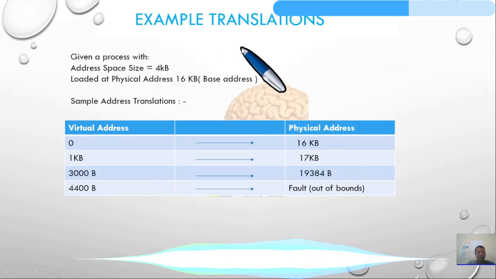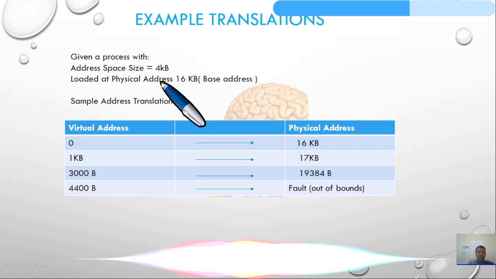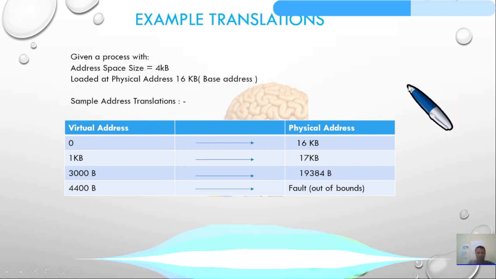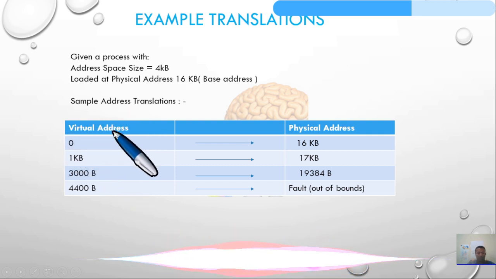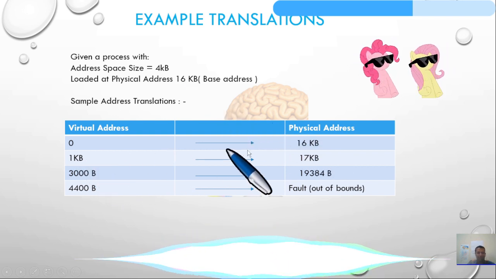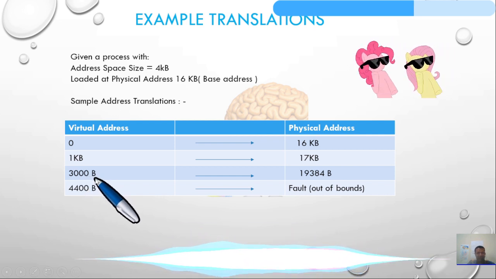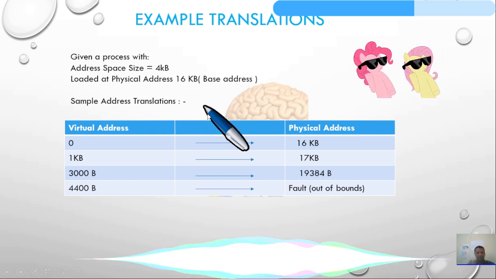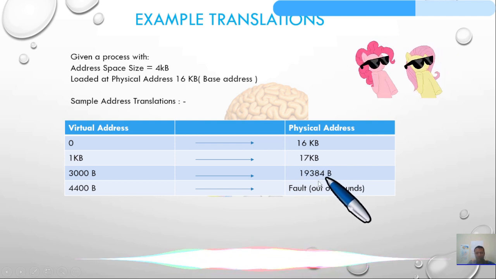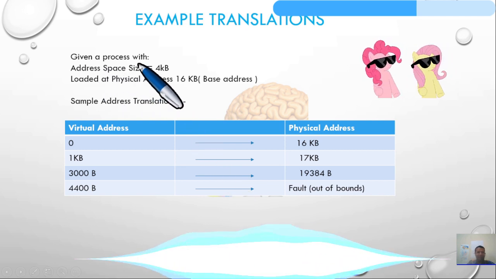So let's see an example. Give a process an address space size of 4 kilobytes for virtual memory, and load it at physical address 16 kilobytes. This is the base address. Let's say in physical memory we have 16 kilobytes assigned as the base. So let's translate. If the virtual address is 0, the physical address will be 16, because 16 plus 0 is 16. If it is 1 kilobyte, the physical address is 16 plus 1, which is 17. If it is 3000 bytes, then 16 kilobytes plus 3000 gives 19,384 bytes, or about 19 kilobytes. If it is 4,400 bytes, it is a fault, out of bound, because the address space is 4 kilobytes.